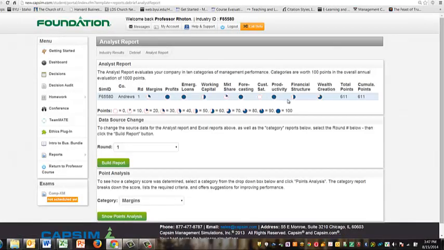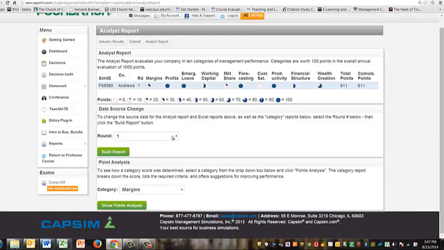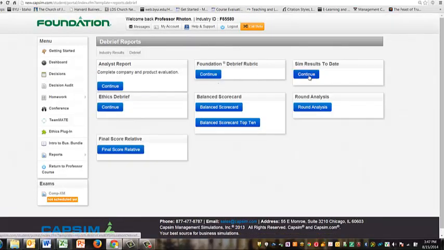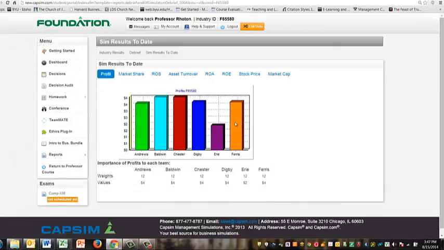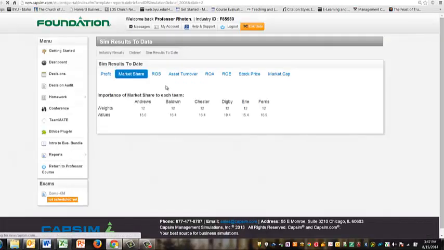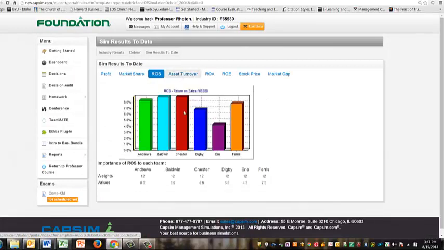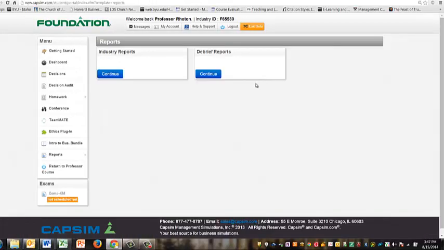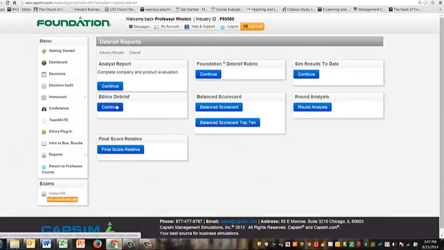Now in the debrief reports, there's a lot of good reports here. There's the analyst report. The analyst report kind of gives you a quick view of how you're doing, shows you a point total here, and you can actually build different reports based on the categories that you're looking to research. There is also a sim results to date report. This actually has some graphs and some numbers that you can look at as you're reviewing your results for each round. Back here to industry results. And then in the debrief reports, you have the ethics debrief. The ethics module is not turned on, so you don't need to worry about that one right now.